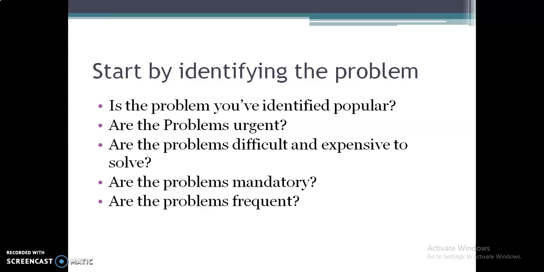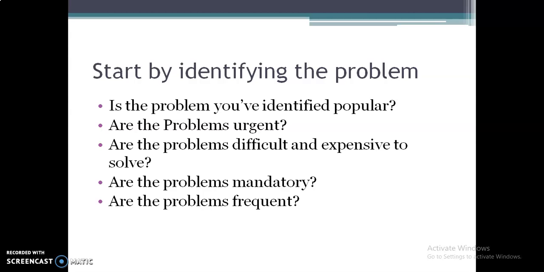So remember I said start by identifying the problem. Don't get the solution first. Start with the problem first. When you get the problem, you're halfway there. So the first point is to check if the problem is popular. That is, if there are a lot of people that have that problem, because at the end of the day, people are the ones who would pay you for the problem you're solving. So you want to check if the idea is popular.